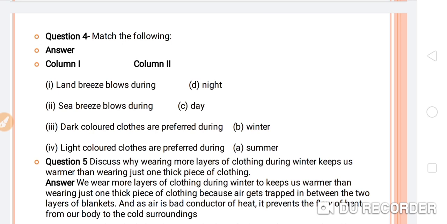Here you are getting answers. So what are the answers? For first, land breeze blows during night. And if we talk about sea breeze, it blows during day. Dark color clothes are preferred during the winter and light color clothes are preferred during the summer.